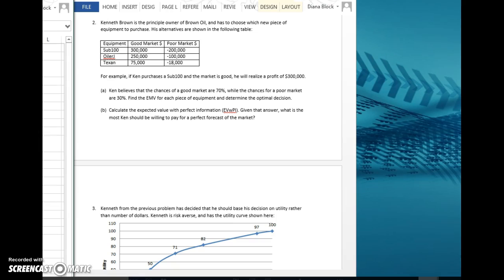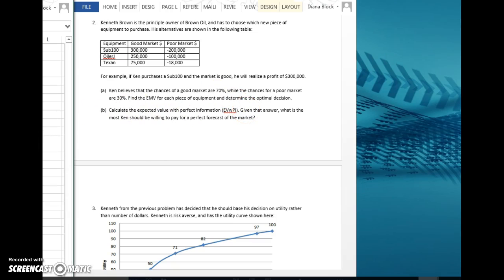And so you're going to use this information. Again, you're going to use this 70-30 again. That's in part A. That's also going to apply to the formula in part B. And so you're going to do some short calculations to get the expected value with perfect information.